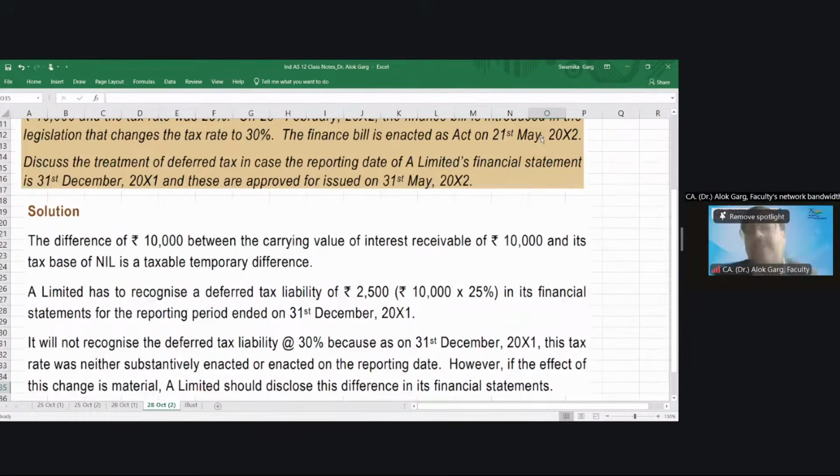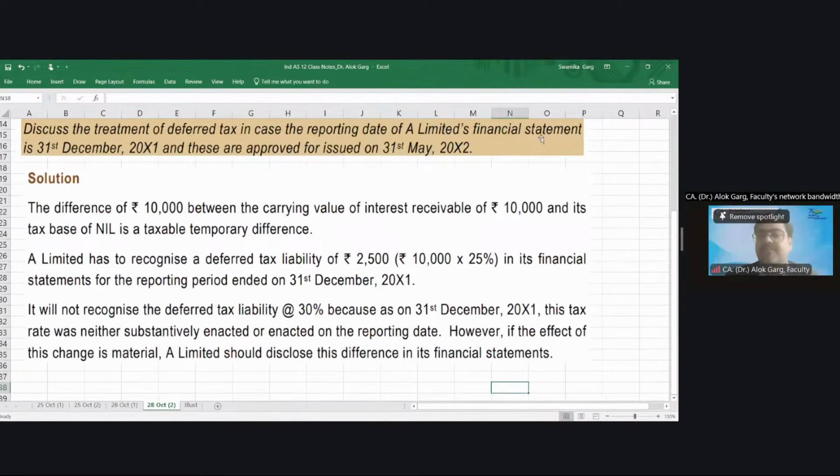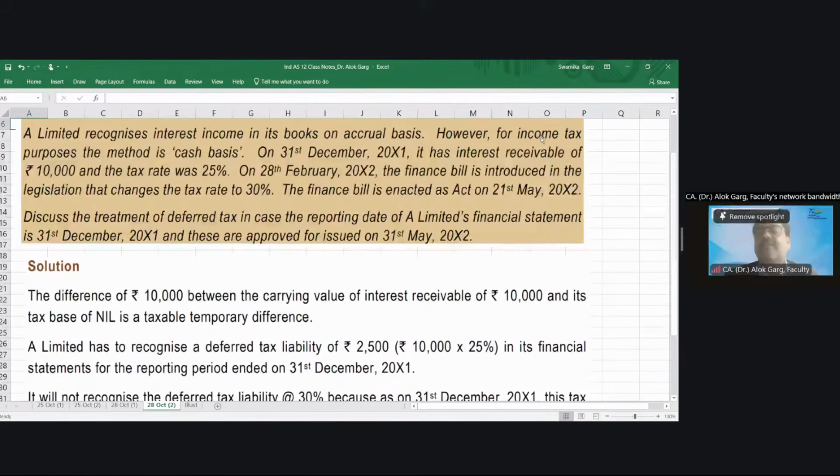But what happened if this rate would have been announced before reporting date and enacted after reporting date? Then we need to consider new rates. Why? Because evidence of condition was available on the reporting date, because the government has already announced in the budget that we will increase the rate by 5%, right? So it creates a constructive obligation in the mind of impacted parties. On the reporting date, we know that government has announced a higher rate.